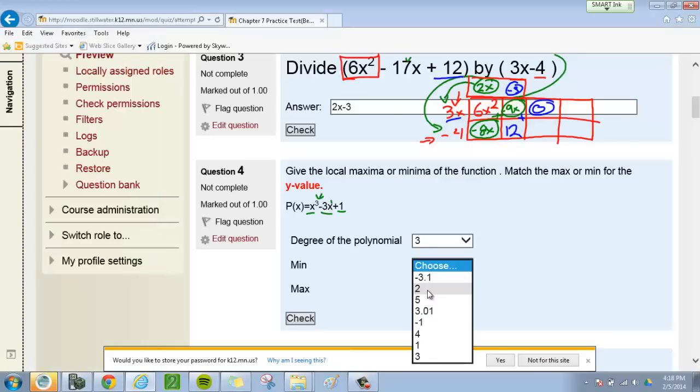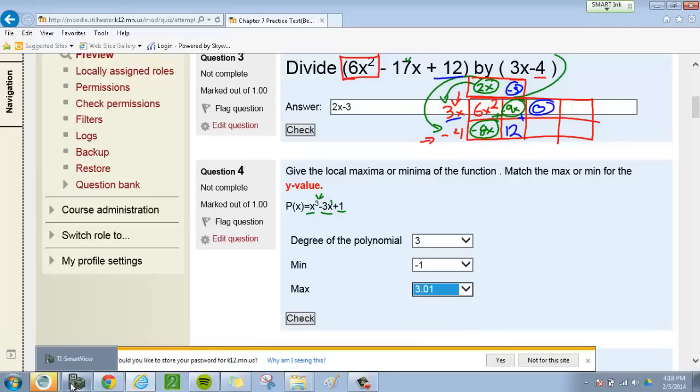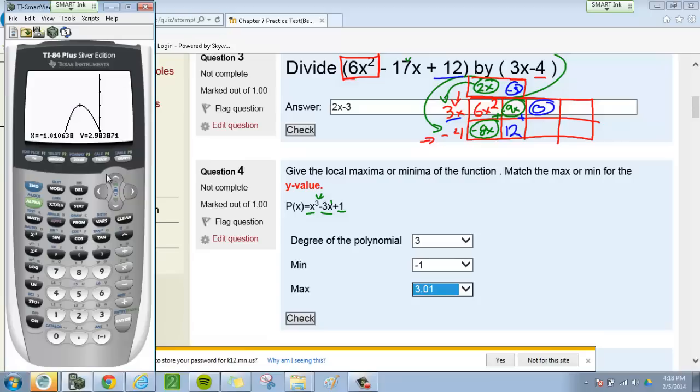Let's see if there's something like that. We got a 3.01. Guessing that's what it is. I think it's 3.01. I don't know. Let's go back to it. Just make sure, because then there's a 3 as well. That kind of worries me if there's both of those. 3.01. Let's zoom in on that one more time.